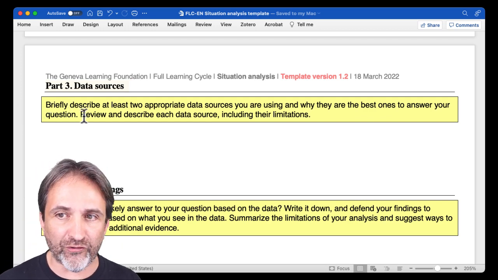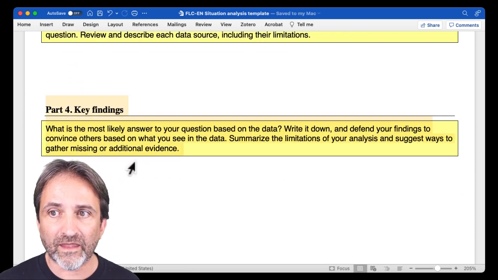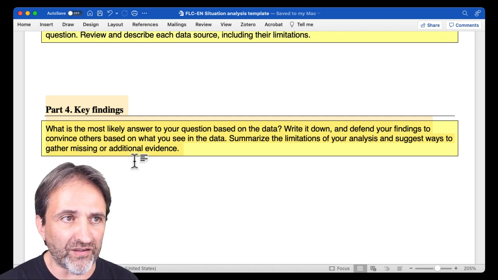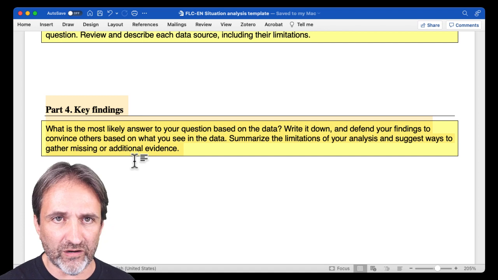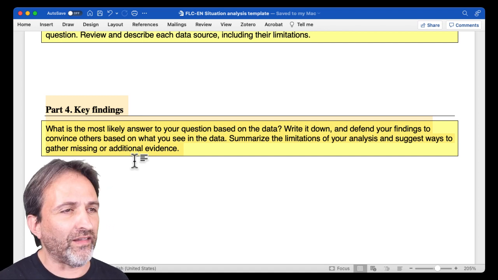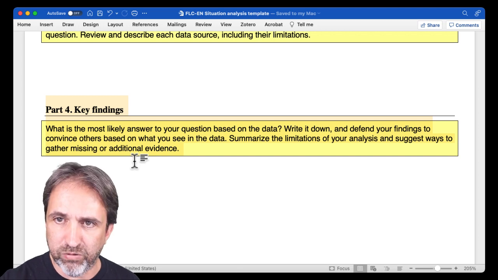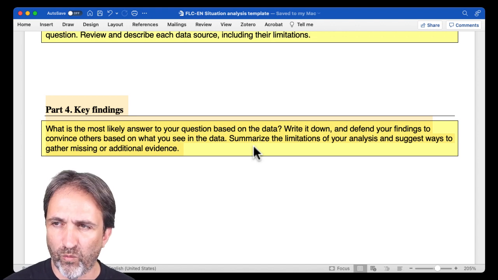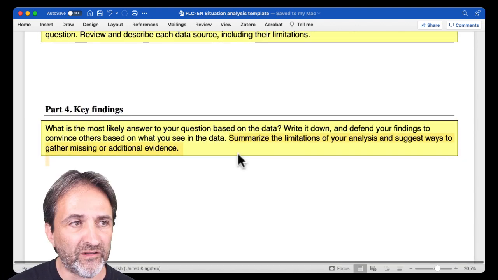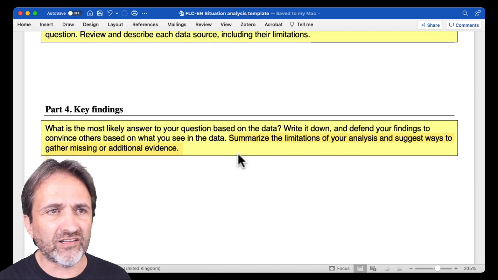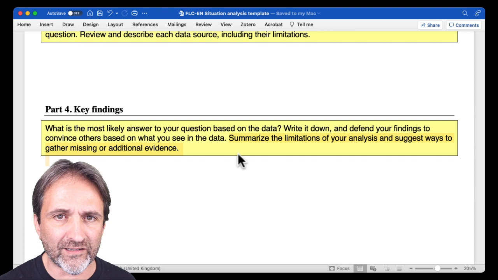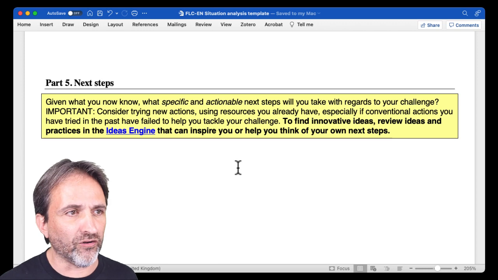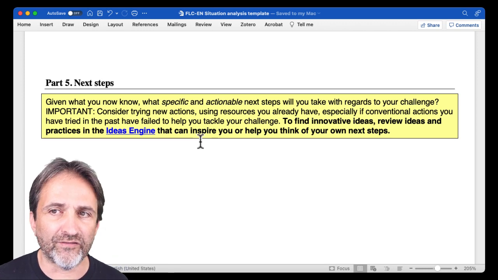You think through what your data sources are, because in part 4 you summarize what's the most likely answer to your question based on the data. And it's not just saying, I think this is what it is, or I think I found this. It's defending your finding. How do you persuade, make a good case that what you found is the right way to go, is the right understanding, given the limitations. And we know, for example, with coverage data, it's always incomplete. There are all kinds of limitations. It may not be reliable. You still have to make decisions if coverage is something that is important to your challenge. And then once you do that, you have next steps.